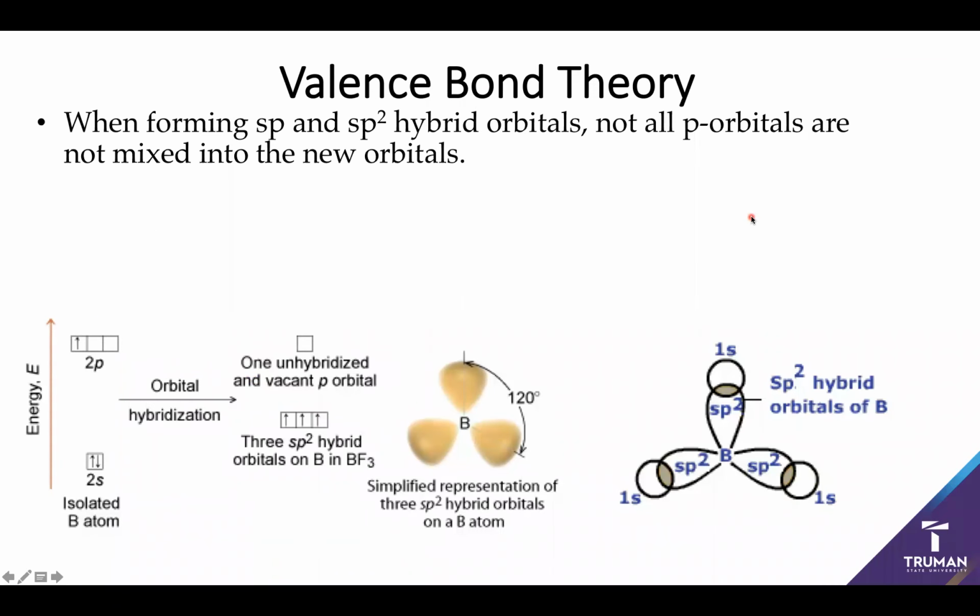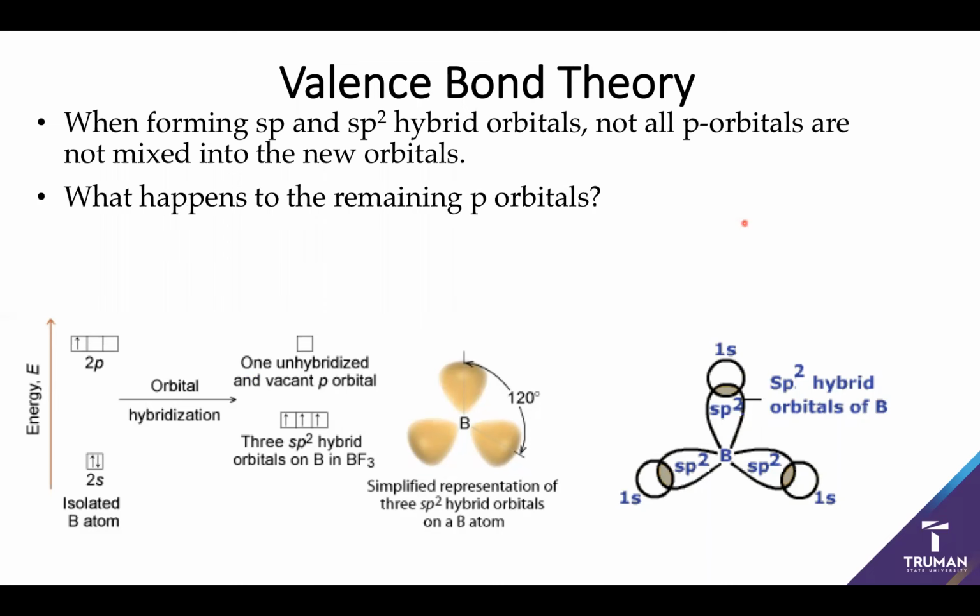So if I have an atom with, say, 3 electronic domains, my electrons are going to be pulled in 3 different directions, meaning that I need 3 orbitals to do it. So we mix our s and p orbitals to make, say, an sp2 hybridized system. So this means that not all of my p orbitals are going to be mixed into the new set of orbitals. So what happens to these remaining sets of orbitals?